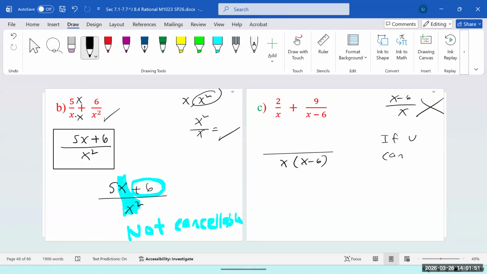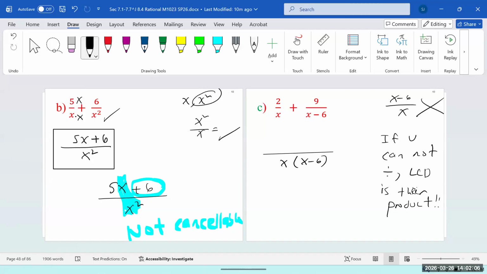If you cannot divide, the LCD is their product. Okay, so we want to have x and x minus 6 on every denominator. So what is missing in our first denominator? So you multiply numerator and denominator by x minus 6. On the second denominator, what is missing? So you multiply numerator and denominator by x.